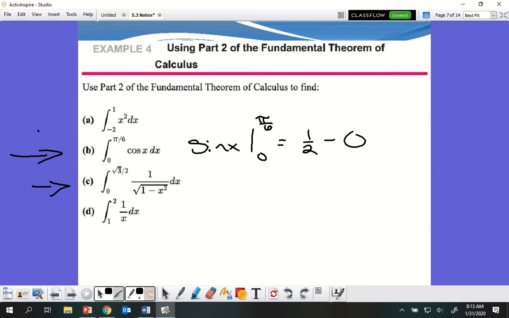So arc sine. We know that the derivative of arc sine gives me this, right? So the antiderivative gives us arc sine. So we have arc sine.